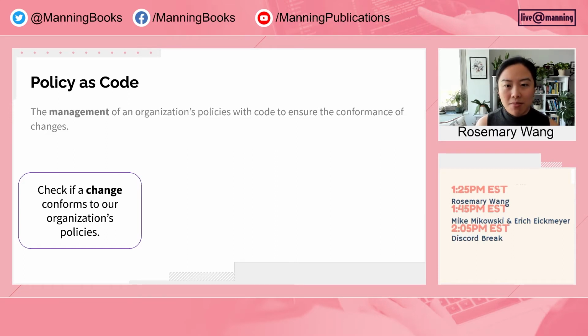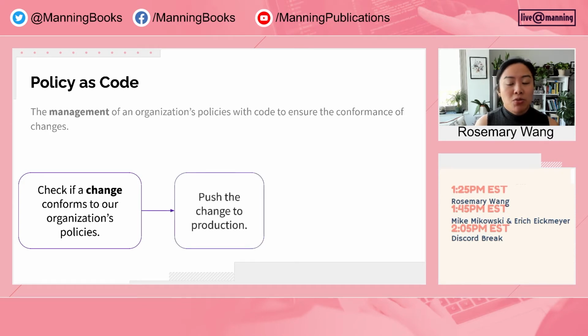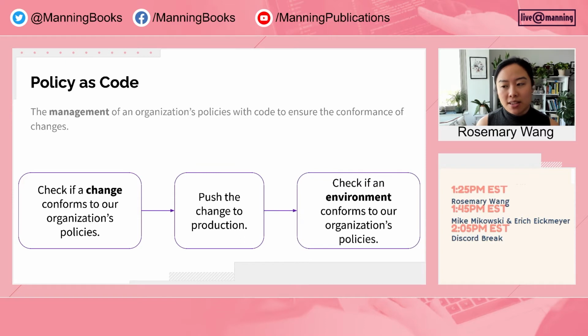Because most of the time, as a developer or engineer, you're building some functionality, pushing it to production, and then you check whether or not it's conformed to some policy or some security. So what this is saying is let's move this as a first step, which is let's check if the change actually conforms first before we actually push the change. And once we push the change to production, we can have a second subset of things that checks if the environment conforms to our organization's policies.